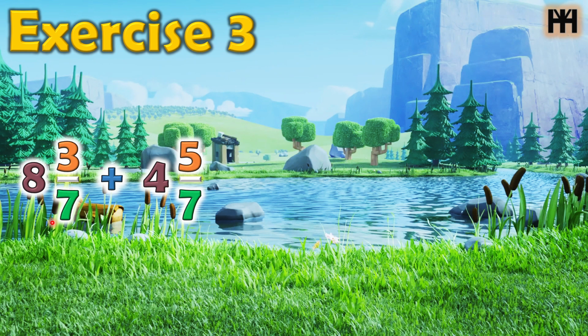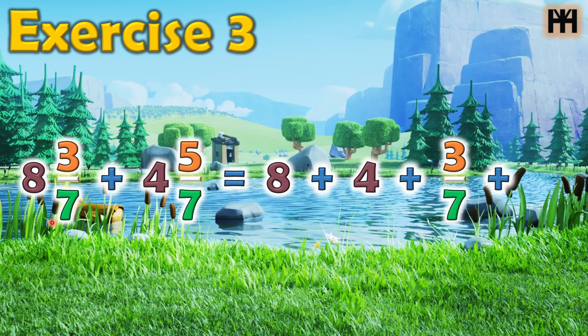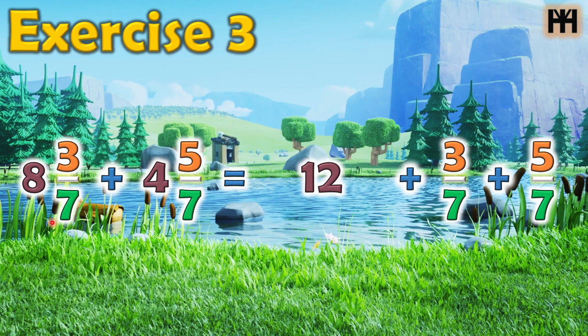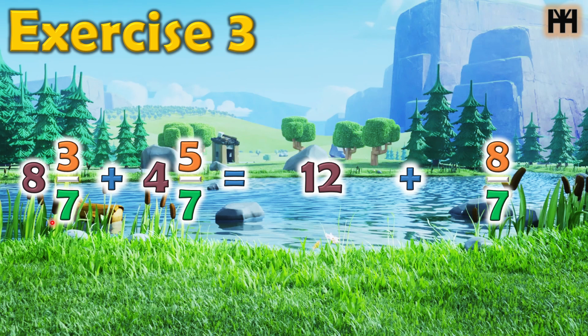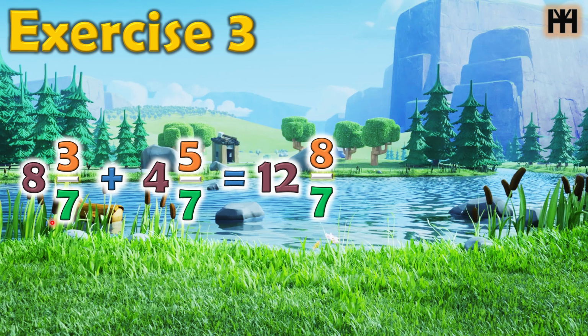Exercise 3. 8 and 3 over 7 plus 4 and 5 over 7. So it will be 8 plus 4 plus 3 over 7 plus 5 over 7. So 8 plus 4 is 12. 3 over 7 plus 5 over 7 is 8 over 7. So 12 plus 8 over 7 is 12 and 8 over 7. But we are not yet done, because here 8 over 7 is an improper fraction. So we must turn it into a mixed number first.